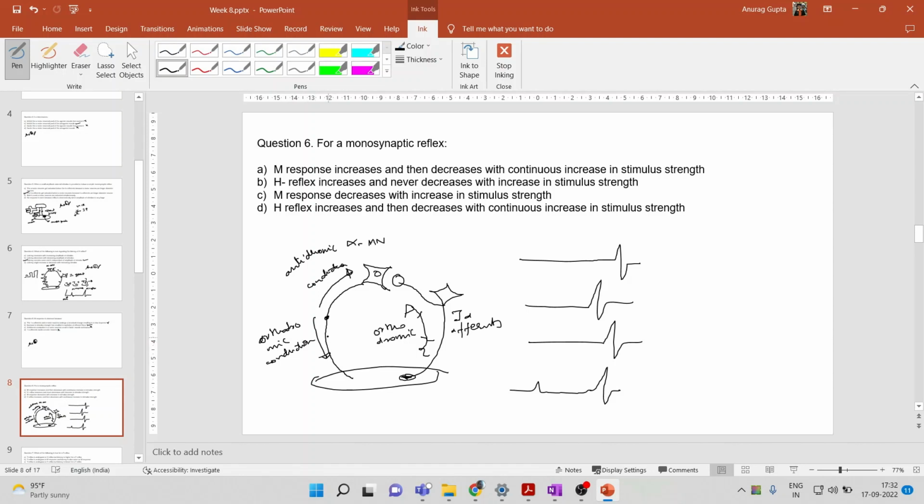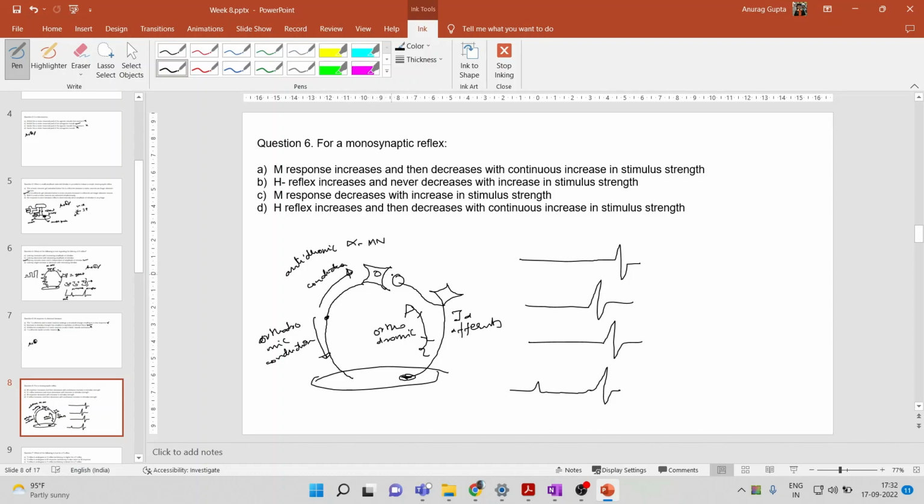That is away from the cell body. So this orthodromic conduction is what causes the M response. Now what starts to happen is the action potential that is coming in from the 1A afferents will excite this particular neuron here, that is the alpha motor neuron. But what happens is there's also an antidromic conduction that is happening in this direction.